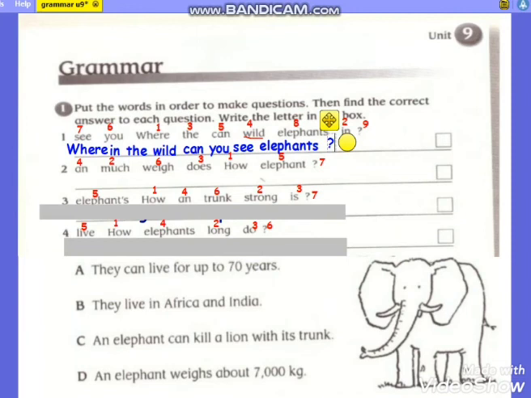After writing the question, you have to look for the answer. Here we have the answers A, B, C, D. And what do you think? They can live for up to 70 years, or they live in Africa and India, or an elephant can kill a lion with its trunk, or an elephant weighs about 7,000 kilograms. What do you think? Yes, the answer is B. They live in Africa and India, so you have to write B in the first box.